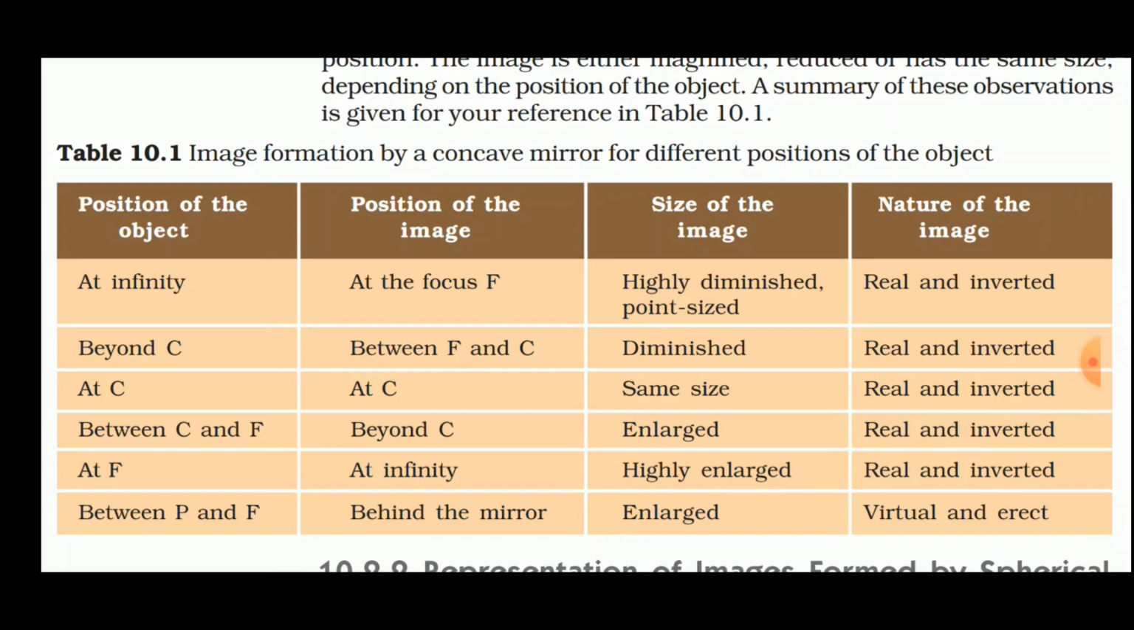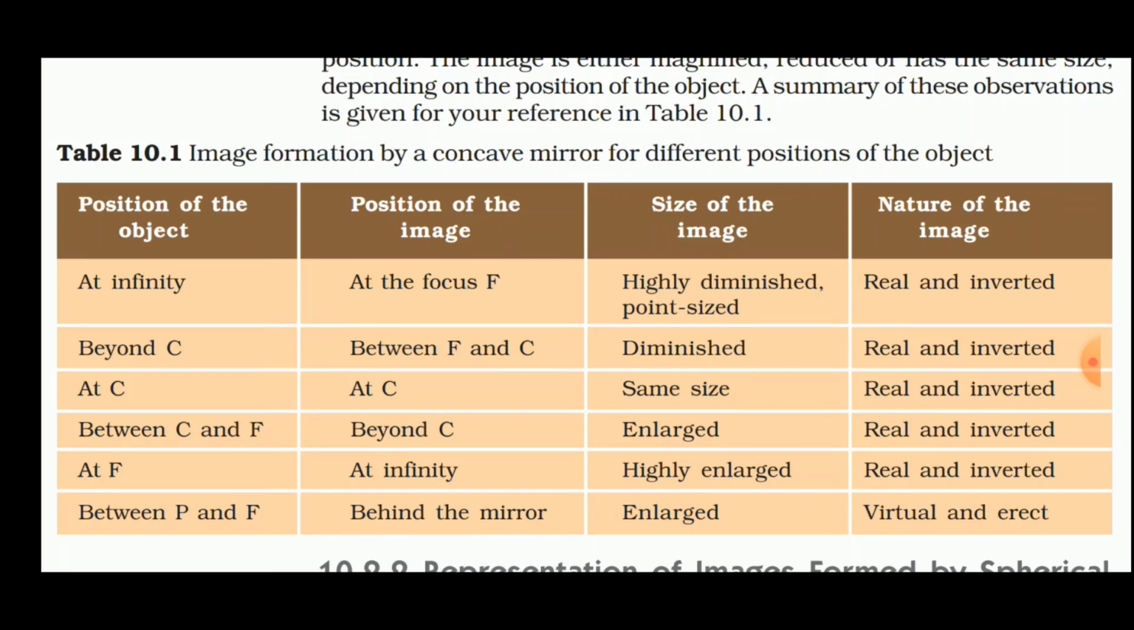So when the object is at infinity, the image is formed at the focus. Size of the image is what? Highly diminished, and point size. Highly diminished means it is small. So you can understand, when the sun is at infinity, the image is formed at the focus. It is small. The image is real and inverted. You can obtain the sun's image on a paper.